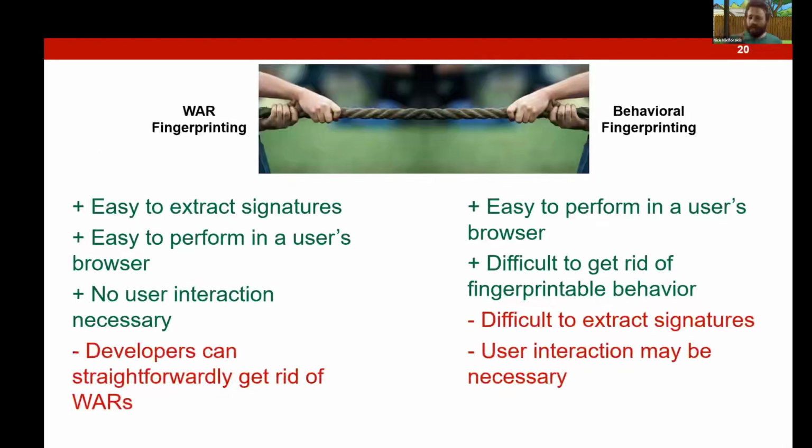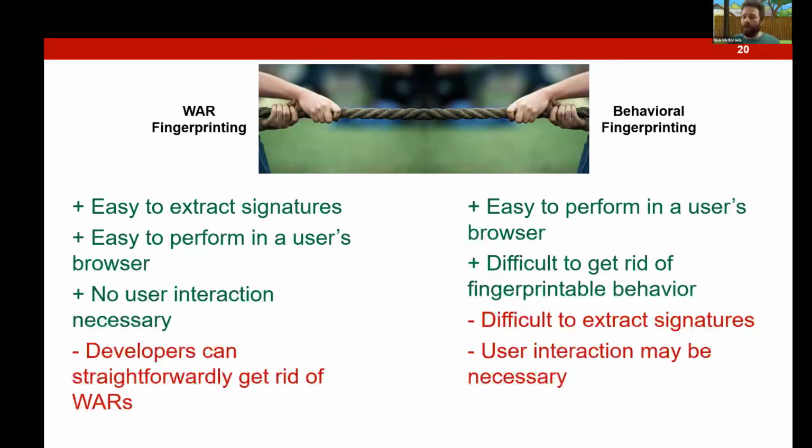So let me now contrast the two types of fingerprinting that we talked about. On the left, we have WAR fingerprinting, web accessible resource fingerprinting, and on the right, we have behavioral fingerprinting. So on the left, for WARs, it's easy to extract signatures. You can do it statically. It's easy to perform in the user's browser. There's no user interaction necessary. You just cycle through a long list of WARs. But the developers could just straightforwardly stop this, right? They can start referencing images and CSS from their websites or from CDNs and just stop with this altogether, right?